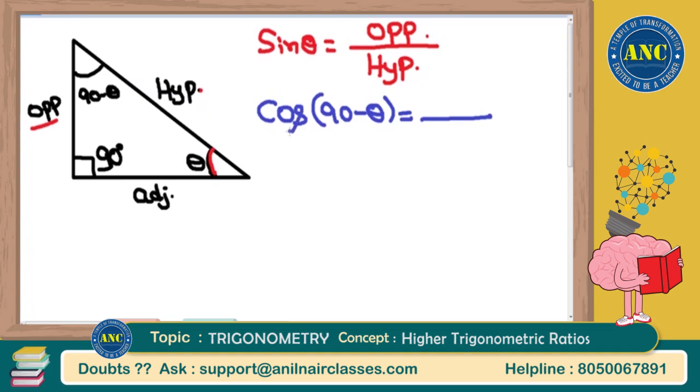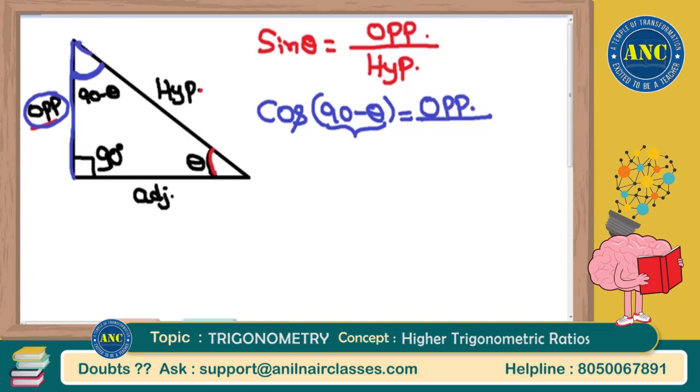What is the cos theta definition? Cos theta is adjacent side by hypotenuse. That means I should keep this angle as my reference right now, because the angle given here is 90 minus theta. What is the side adjacent to 90 minus theta? The side adjacent to 90 minus theta is named as opposite. Write that down, divided by hypotenuse.